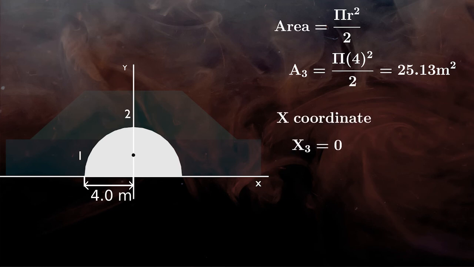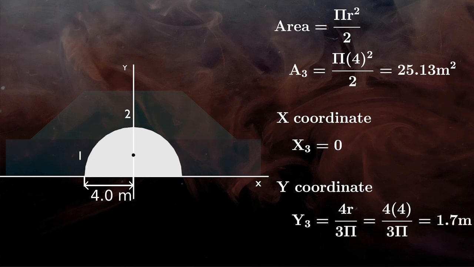X coordinate is 0 for this division too. And equation to find out y coordinate is 4r by 3 pi. Put value of r and we get y coordinate equals to 1.7 meter. Again, this individual y coordinate of semicircle can be considered as final if x-axis is touching the lowermost plane of semicircle. In our case, x-axis is at exact same place. So, final coordinates will be same as previously calculated data and no alterations required.